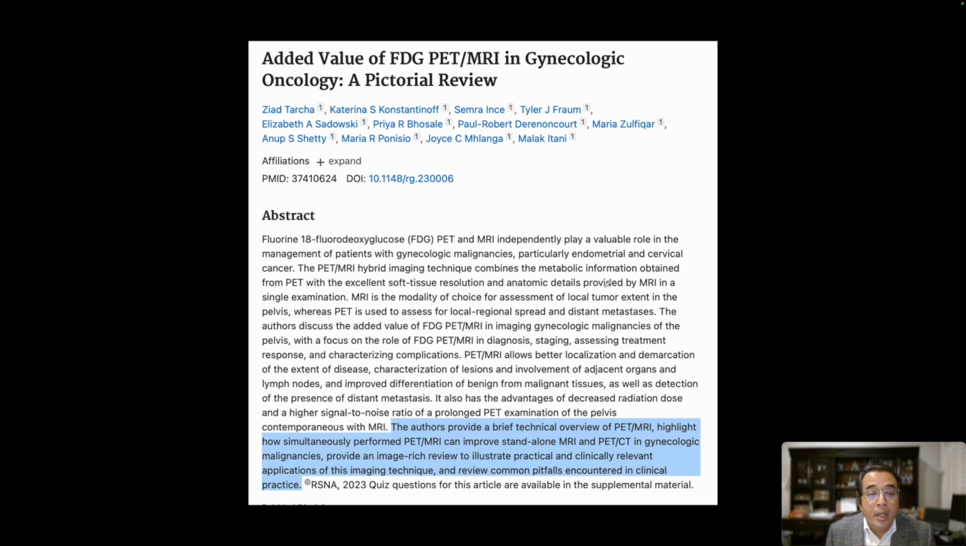This is a review article on using FDG PET and MRI together in gynecologic malignancies. The authors provide a brief technical overview of PET MRI, highlight how simultaneously performed PET MRI can improve standalone MRI and PET CT in gynecologic malignancies, and provide an image-rich review to illustrate practical and clinically relevant applications of this imaging technique and review common pitfalls encountered in clinical practice.